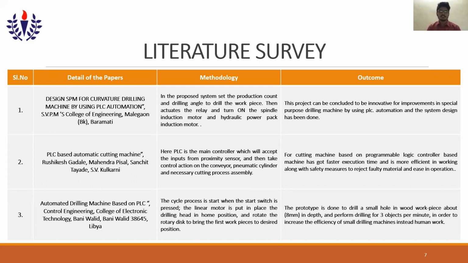The third topic is the automated drilling machine based on PLC. Now here the cycle process starts when the switch is pressed. Once the switch is pressed, the linear motor is put in motion accordingly and the drilling machine goes to the home position and rotates the disc and brings the desired result. The outcome which they got is that the prototype is made to drill a small hole in a wooden piece, about 8 to 9 millimeters in depth, and they perform 3 drilling operations per minute, which can be improved. Further, this increases the efficiency of the small drilling machine compared to human work.